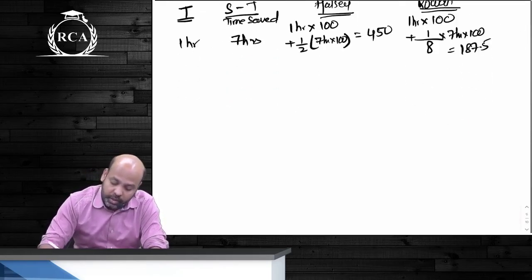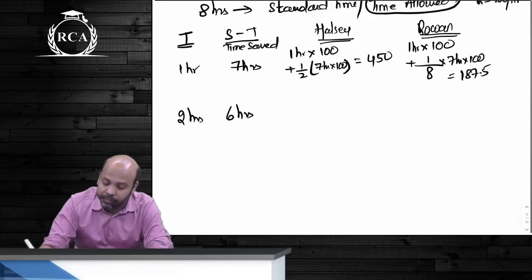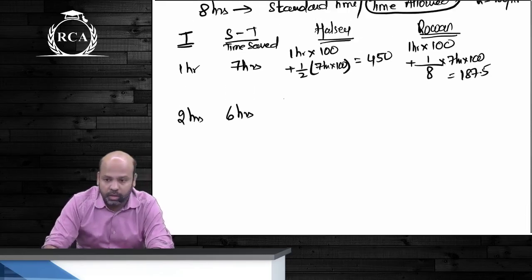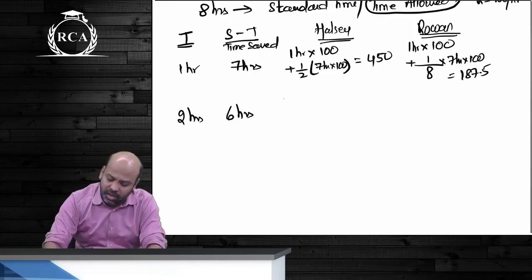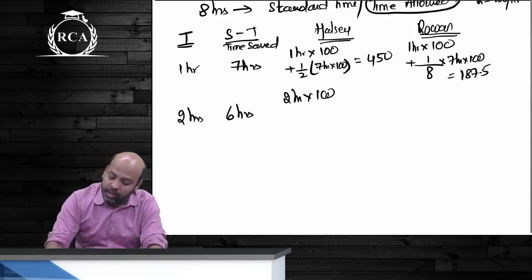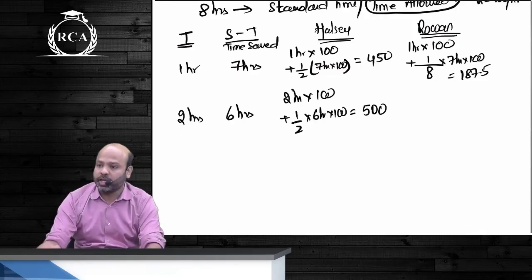What if they take 2 hours, beta? How much time are they saving? 6 hours. How much will be the wages, guys, under the Halsey scheme? If the question comes in the exam, first preference will be Halsey and Rowan only. 5 free marks come in the exam. 2 hours into 100 plus 50% of how much time saved? 6 hours into 100. The amount, beta, would be the Rowan scheme.